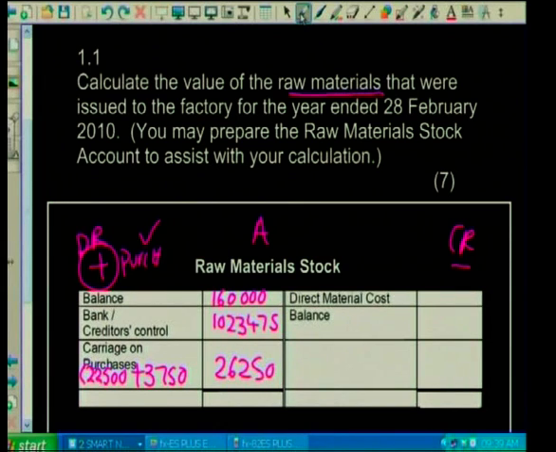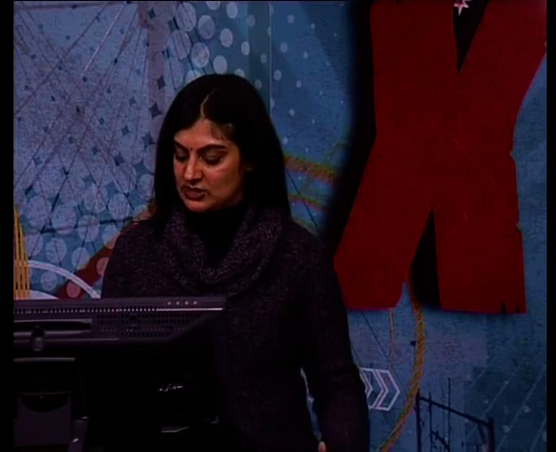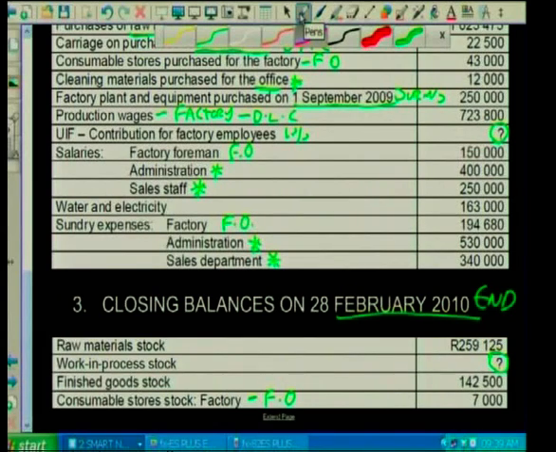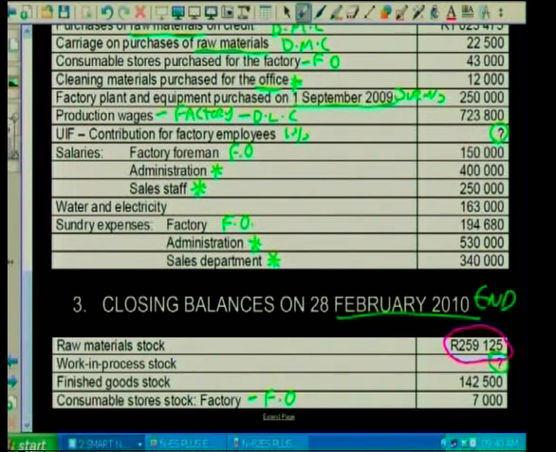On the credit side, every time we use our raw materials, the balance obviously decreases, and that's what we're trying to calculate. What was the direct material cost? How much of raw material stock was actually used by the business? So we've got our balance at the end of the year given to us, so let's go to that info. Okay, there's our closing balance on the 28th of Feb 2010. Raw material stock had a closing balance of 259,125. So let's take that through to our T account.